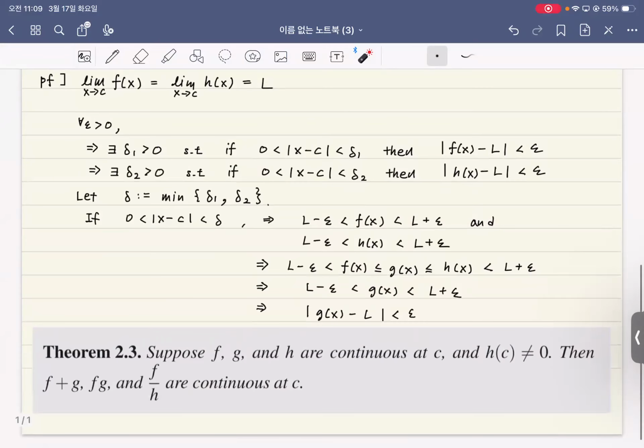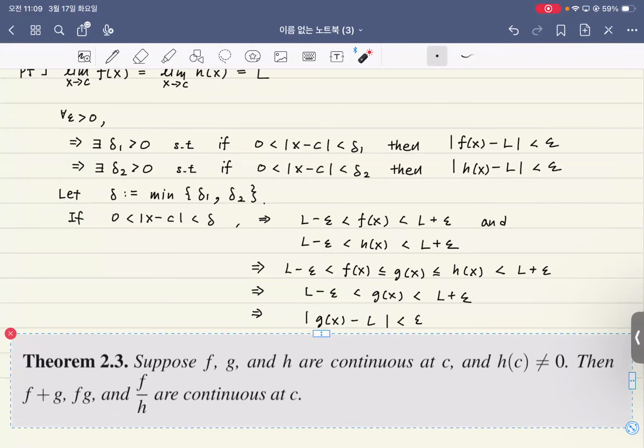We also have these theorems. If f, g, and h are all continuous at this point, then f plus g, fg, and f of g are all continuous at the same point, provided h of c is non-zero. How do you prove this?